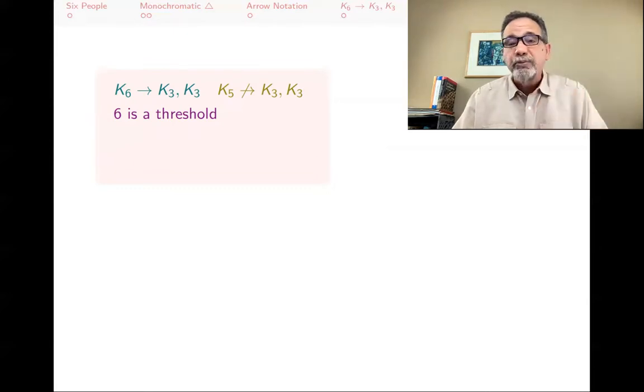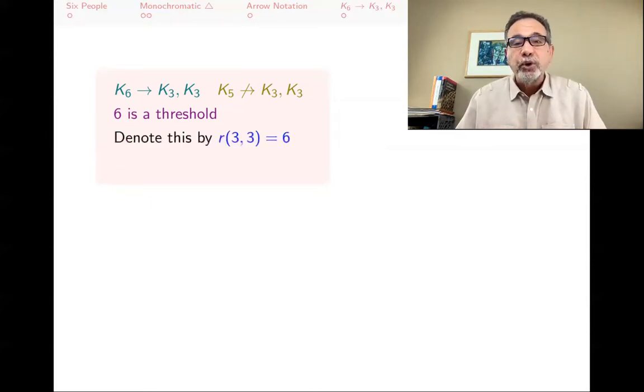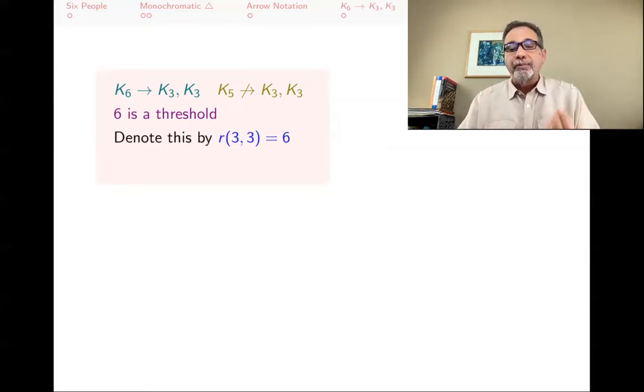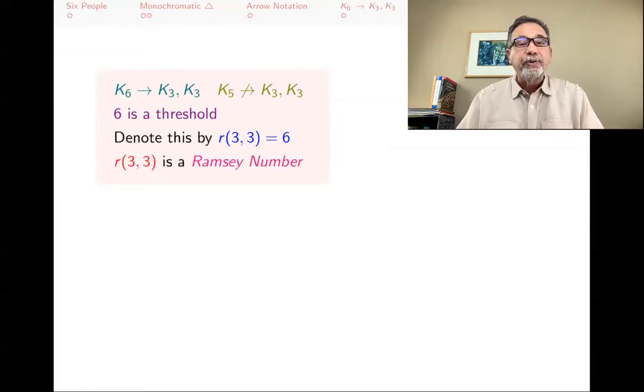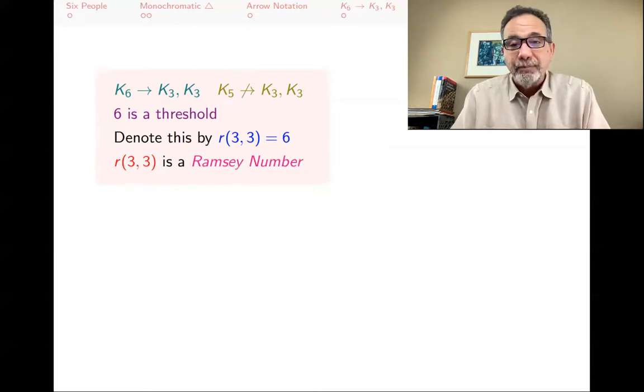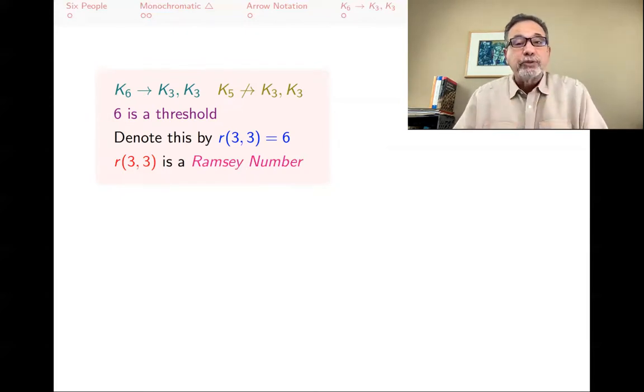So 6 is going to be a threshold, and that number matters to us. And we denote that by saying R of 3, 3 is 6. Now, R of 3, 3 is what's called a Ramsey number. So the 3, 3 says that those 2 3s say what we were wishing for.